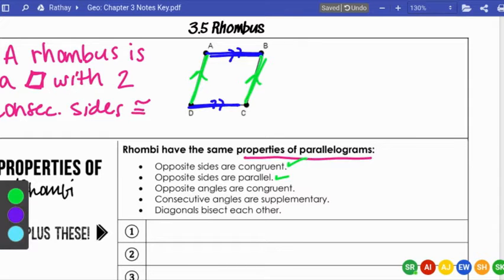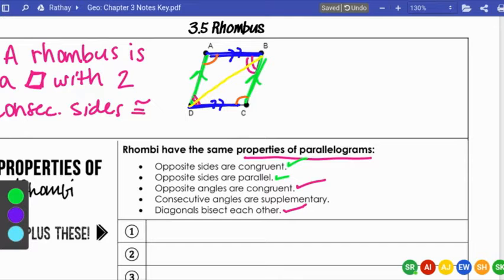We know that opposite angles are congruent. So angle A is congruent to angle C. Angle B is congruent to angle D. Because it's a parallelogram, consecutive angles are supplementary. That one's a little tougher to mark in the diagram. And the diagonals bisect each other.